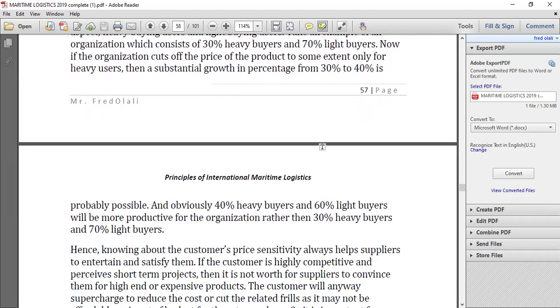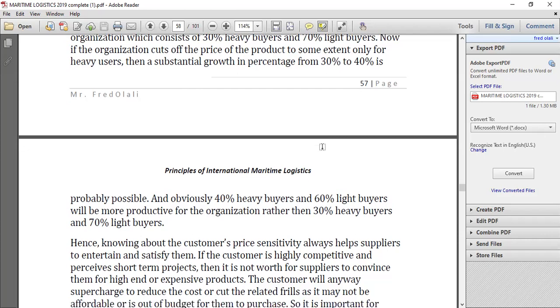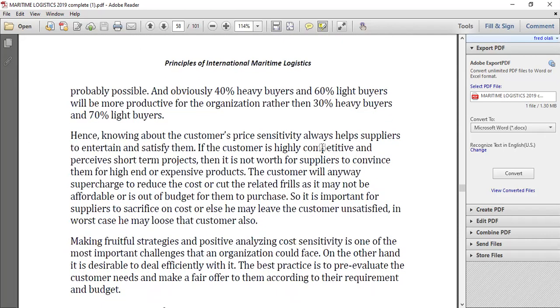And obviously, heavy buyers, an obvious 40% of heavy buyers and 60% of light buyers will be more productive for the organization rather than 30% heavy buyers and 70% light buyers. So knowing about the customer's price sensitivity always helps suppliers to entertain and satisfy them.